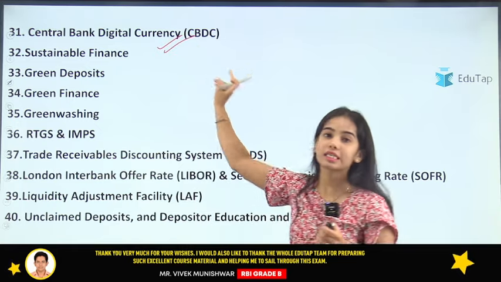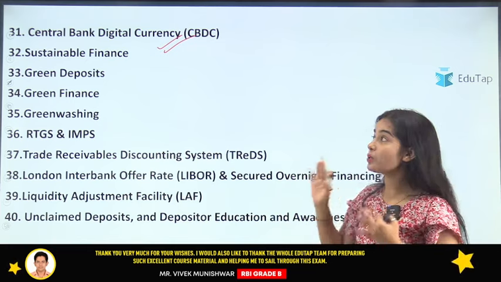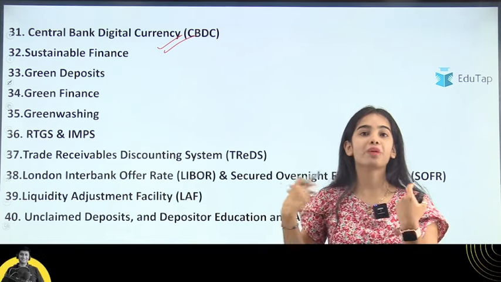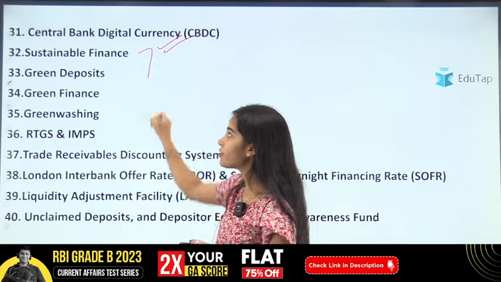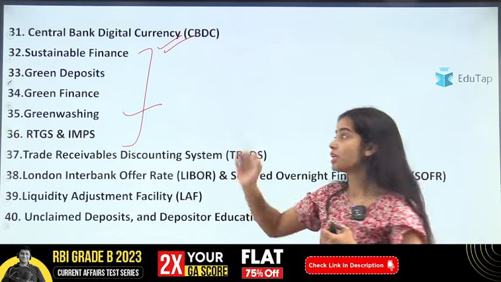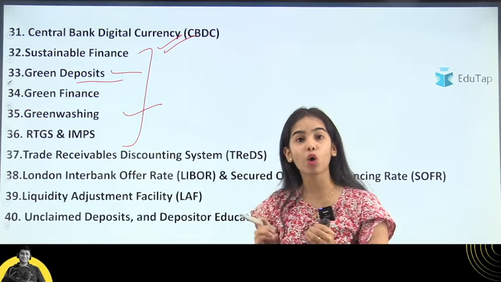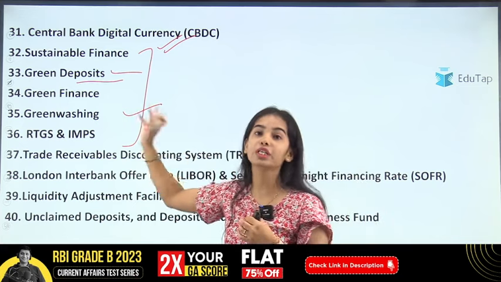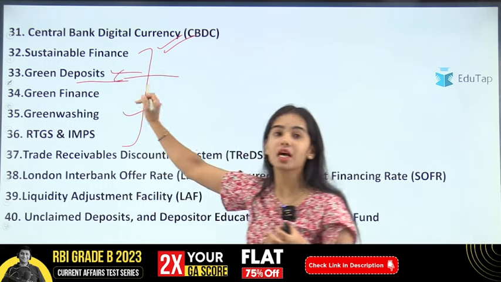Now the central bank digital currency, it is important from the phase 1, from the phase 2, from the interview point of view. So you need to have clarity about the e-rupee retail pilot, e-rupee wholesale pilot, which banks are participating, which areas the CBDC has been launched for. Sustainable finance, green deposits, green finance, greenwashing. These are the terms. The framework for the green deposits was released by the RBI, and the RBI is focusing a lot on these terms. The RBI has joined in the greenwashing tech sprint also. So you can understand. As well as the banks will be providing these green deposits.